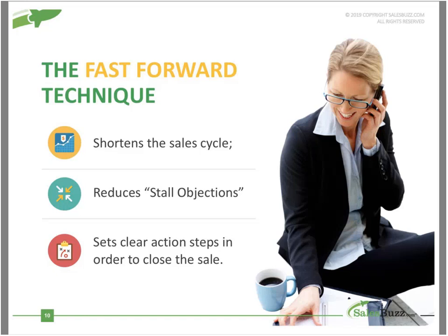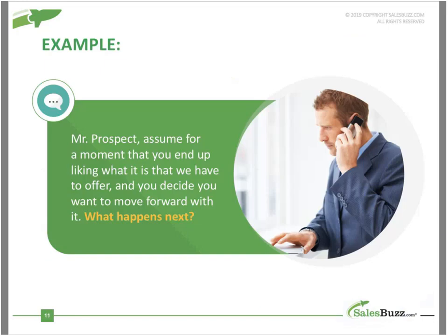So here's how it works, right? You simply ask your prospect, other than yourself, who else is involved in the decision-making process on something like this? Prospect says, it's my decision. And you simply respond with this. Well, Mr. Prospect, assume for a moment that you end up liking what it is that we have to offer, and let's say you decide you want to move forward with it. What happens next? Where do we go from there? Prospect, once again, can only answer one of 2 ways. This is why I love this question, right?